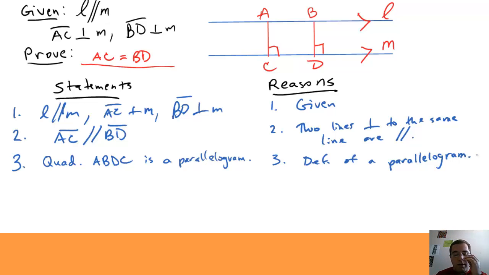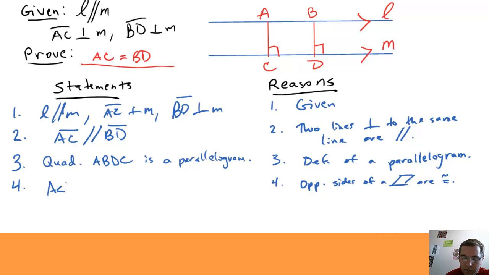Okay, so now I have a parallelogram. How is that useful? Well, I want to prove that AC equals BD. AC and BD are opposite sides of my parallelogram. If we think back to the previous section, we know that opposite sides of a parallelogram are congruent. That will be my reason. Opposite sides of a parallelogram are congruent.